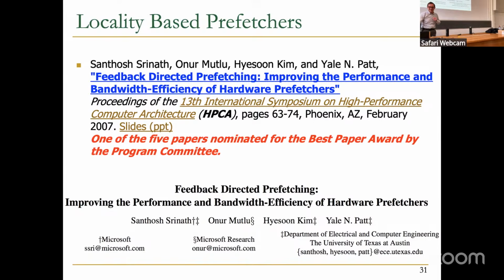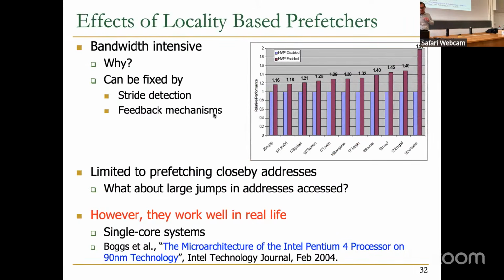Okay, this is the paper. And even though Intel didn't give enough detail of how it works, they analyze the benefits of this prefetcher, and it works well in real life, especially in single-core systems. It's a beautiful paper that talks about the microarchitecture of the Intel Pentium 4, by Darrell Boggs and others. You can see that on these workloads, enabling the hardware prefetcher improves performance from 16% to 97%. Now, granted, some of these are quite regular, like eQuake. It's an earthquake simulation, and it's quite regular.